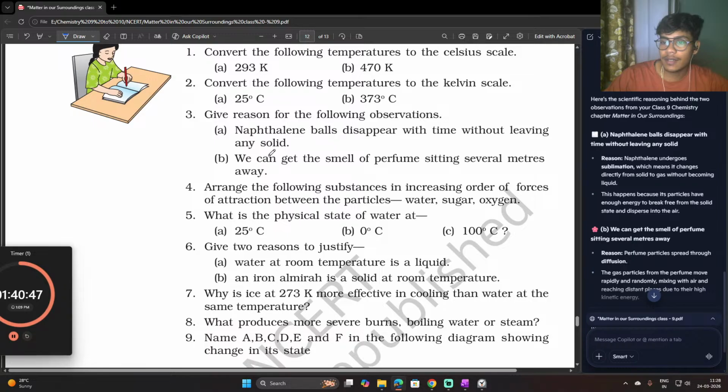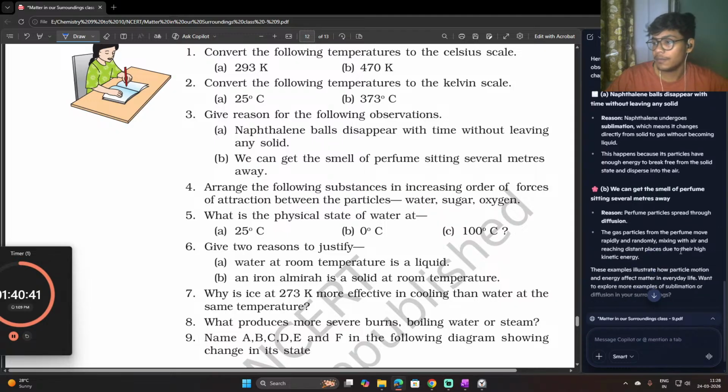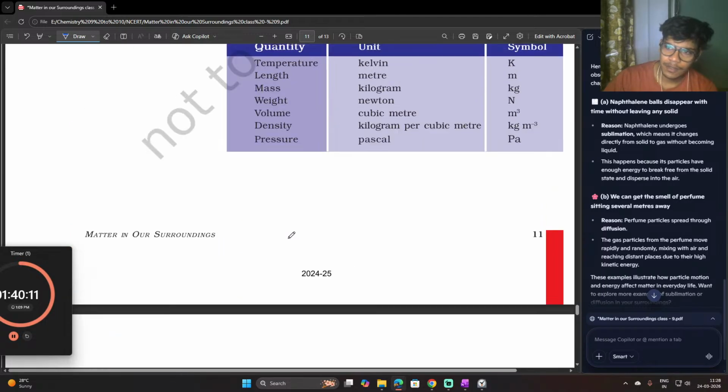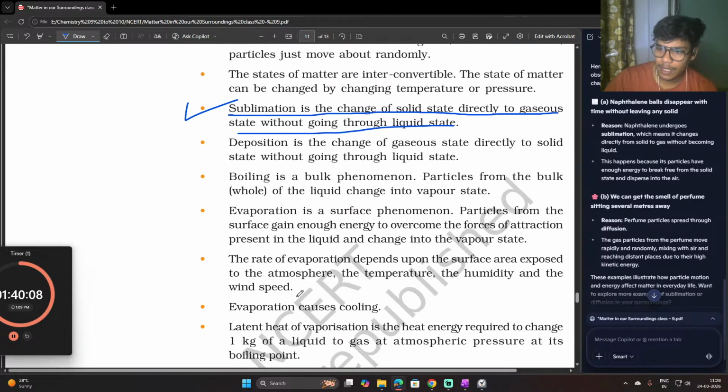The second one says we can get the smell of perfume sitting several meters away. How? The reason is that perfume particles spread through diffusion. The gas particles from the perfume move rapidly and randomly, mixing with air and reaching distant places due to their high kinetic energy. This is how we get the perfume smell. So when does diffusion happen? Here they told about diffusion, right?